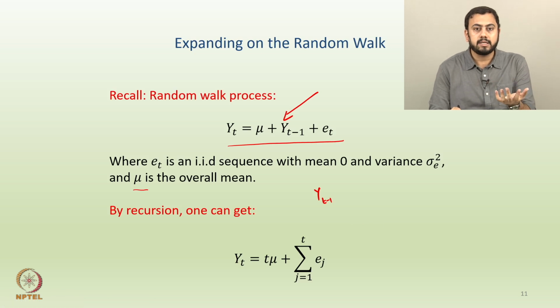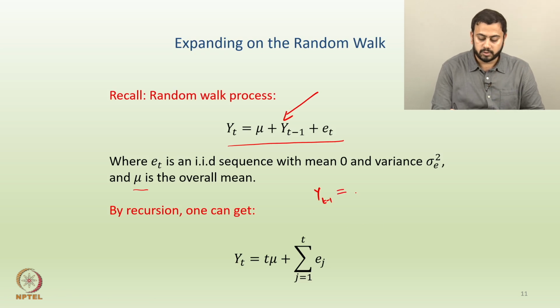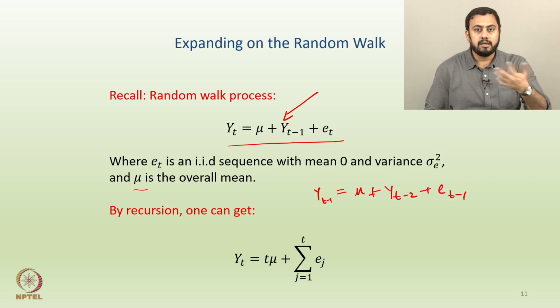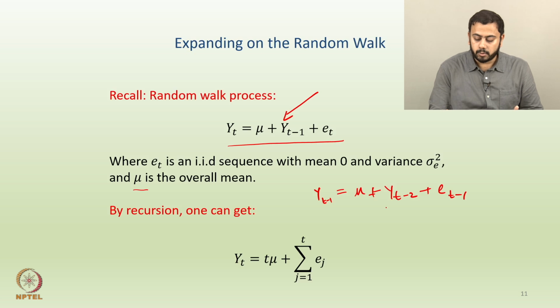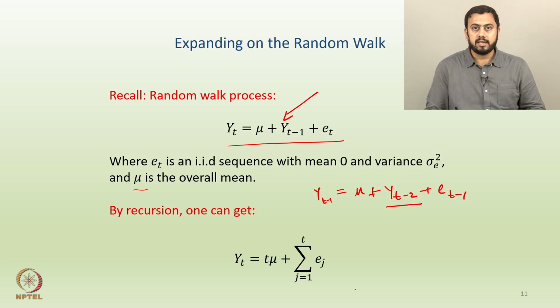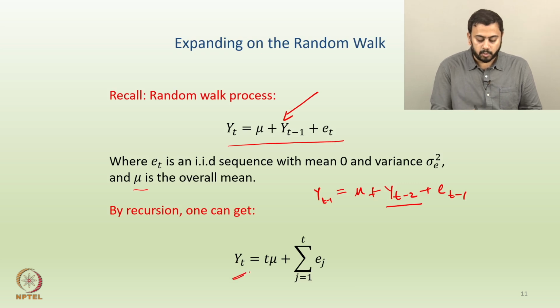So wherever you have a subscript in the past, for example y_{t-1}, that would be further expanded into y_{t-2} and so on. So this would be equal to mu plus y_{t-2} plus e_{t-1}. The next step would be to expand this y_{t-2} further and further. By recursion, one can get a neat formula for this time series process y_t, which can be summarized in this manner.